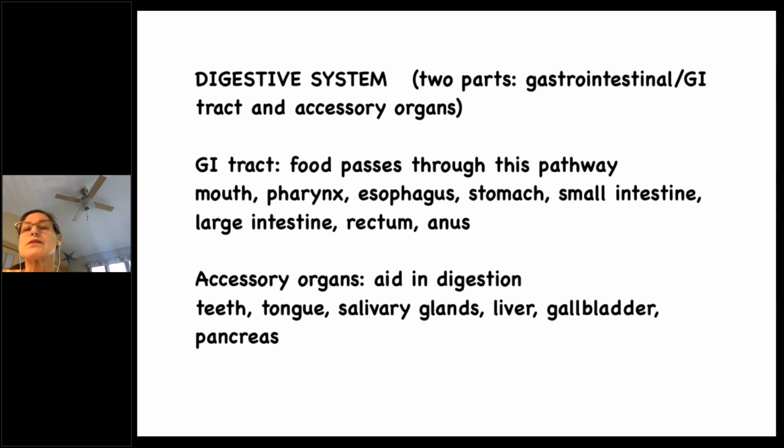And here are the organs that are involved: the mouth, the pharynx, which is the throat, the esophagus. When I was a kid, we called it the food tube, the stomach, the small intestine, large intestine, rectum, and anus. And the accessory organs: teeth, tongue, salivary glands, liver, gallbladder, and pancreas.